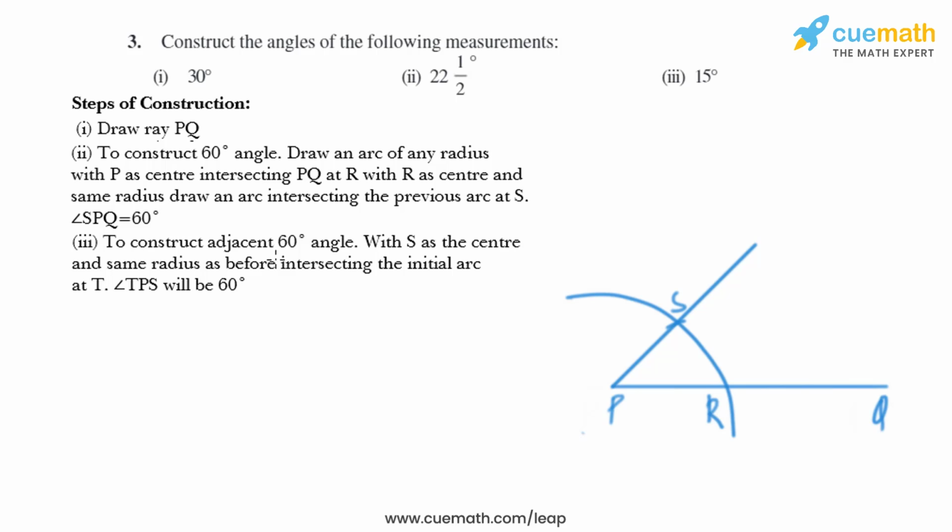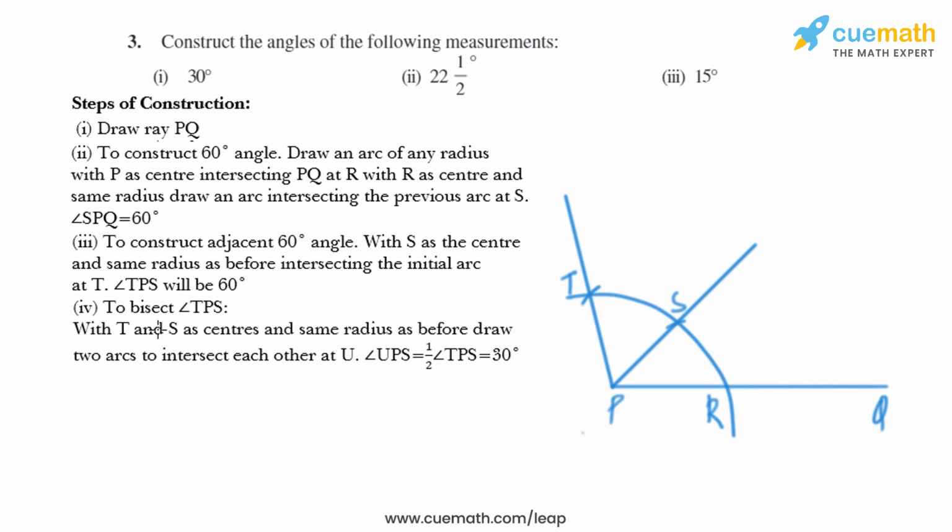Now in the next step, to construct adjacent 60 degree angle with S as the center and same radius as before intersecting the initial arc at T, we'll get angle TPS equals 60 degree. So we have to put the compass at S and using the same opening we have to draw another arc that intersects the initial arc and we'll name it as T. Then we will join T and P. We will get angle TPS as 60 degree.